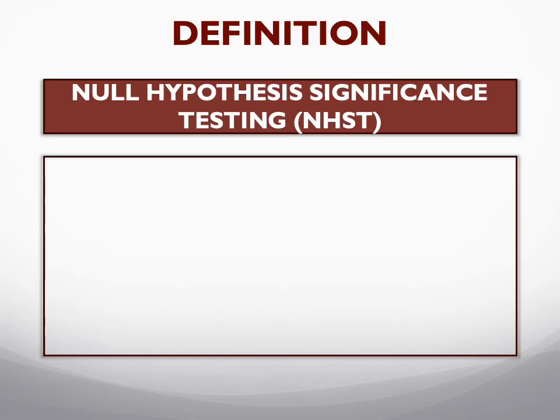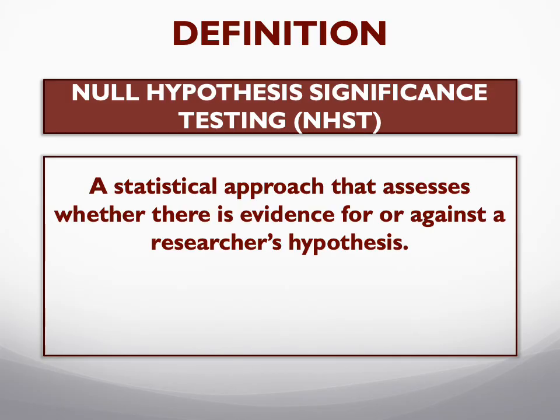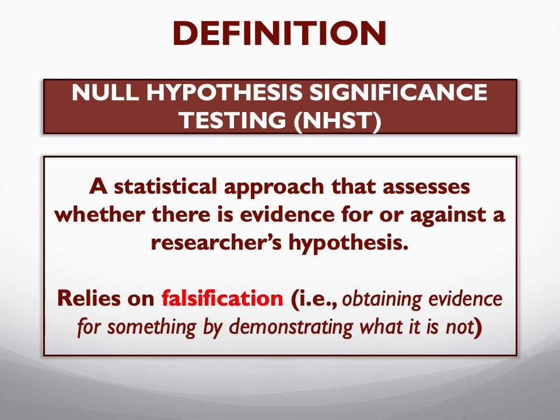So first, what is null hypothesis significance testing? It's a statistical approach that assesses whether there is evidence for or against a researcher's hypothesis. The thing that makes it confusing and complicated is that it relies on falsification, which means obtaining evidence for something by demonstrating what it is not. So there are double negatives built into this whole process that make it difficult to wrap your head around, which is why it's important to have multiple exposures, hearing it multiple times explained in different ways so that hopefully it sticks the more you hear it.